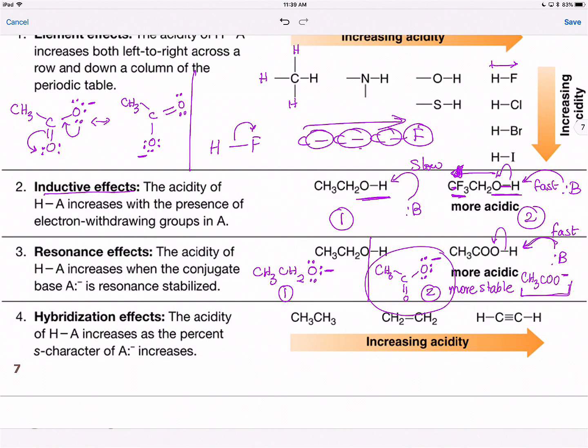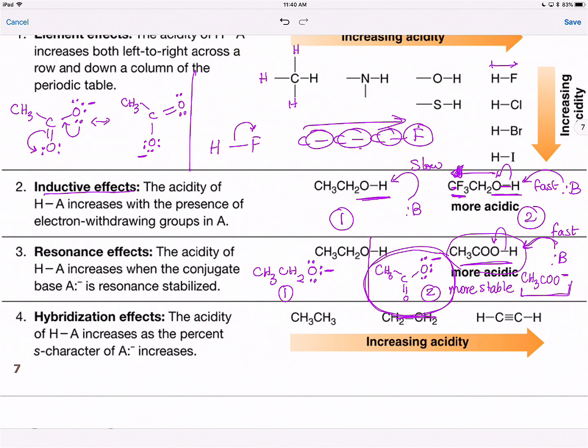Am I answering your question? So I won't say, if you're comparing this structure with this, no. That one, the base came and grabbed the proton and formed the conjugate base. Well, under more acidic it says more stable, so I'm just wondering about that comment. Okay, this is more acidic, but the conjugate base is more stable. 2 is more stable than 1.